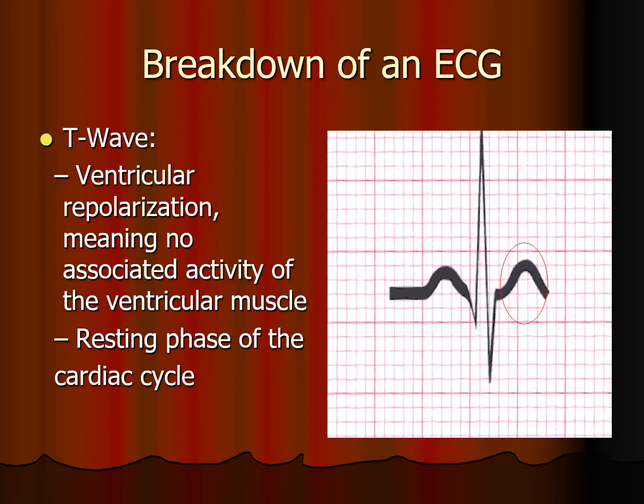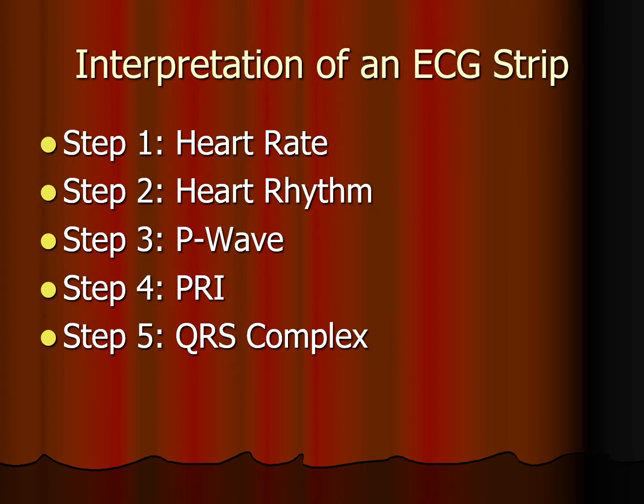And then the T wave, and that's ventricular repolarization. That's mama's rest period. All right, no associated activity of the ventricular muscle. Resting phase, no touchy. Let mama sleep, okay? All right, so how do we interpret an ECG strip? We're going to look at the rate, the rhythm, the P wave, the PR interval, and the QRS complexes.